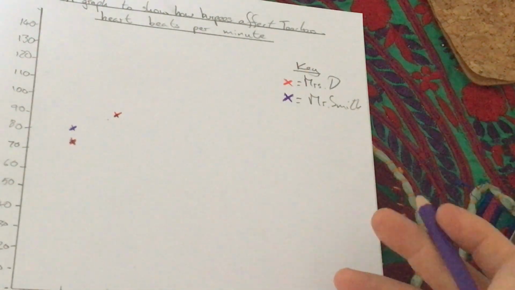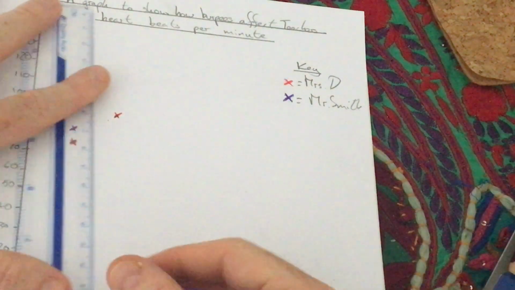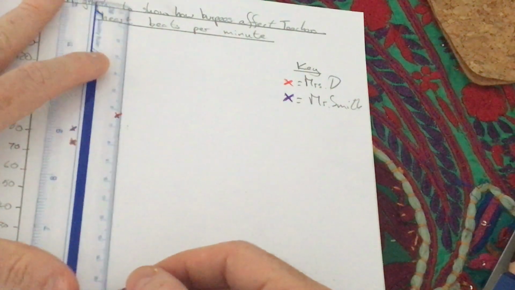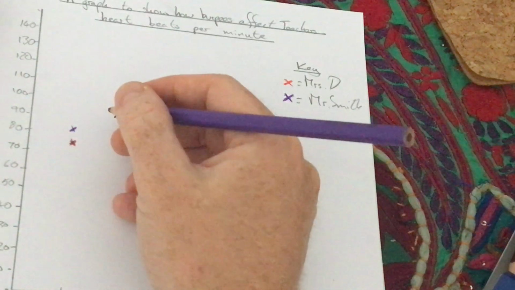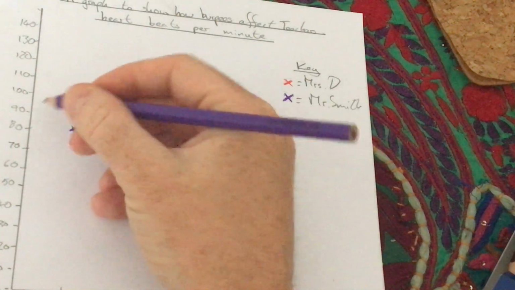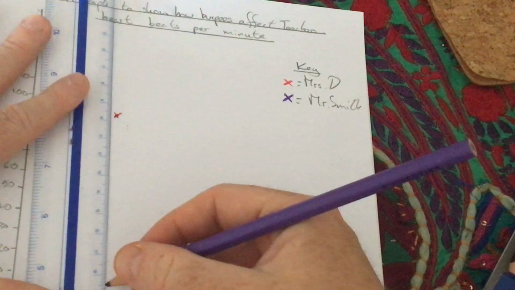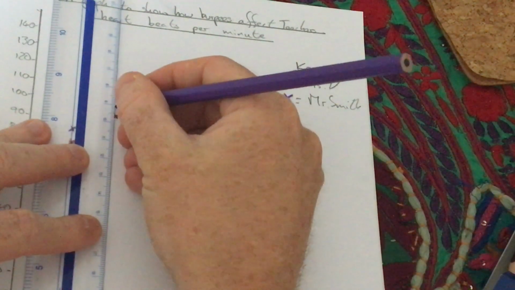Okay, after 2 minutes, where was Mr. Smith's? It was slightly higher than Miss D. It was 95. So, once again, you need to estimate where exactly it will be on the intervals on the y-axis. I estimate it will just be there.